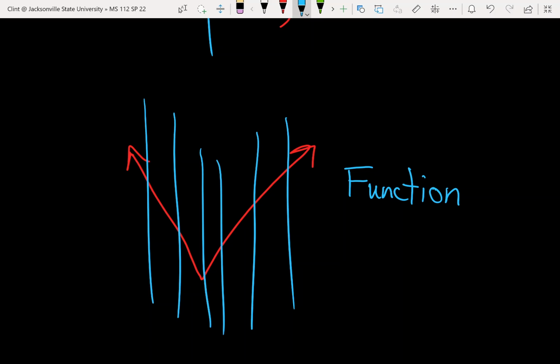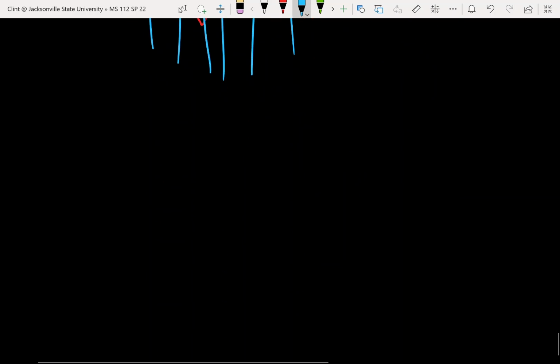So the vertical line test gives us a quick way to look at a graph. If we can find anywhere where we can draw a vertical line where it touches the graph more than once, it's not a function. If every vertical line that we could draw touches our graph once or no times, then it is a function. So what would it be like if you had a vertical line where it wouldn't touch somewhere?